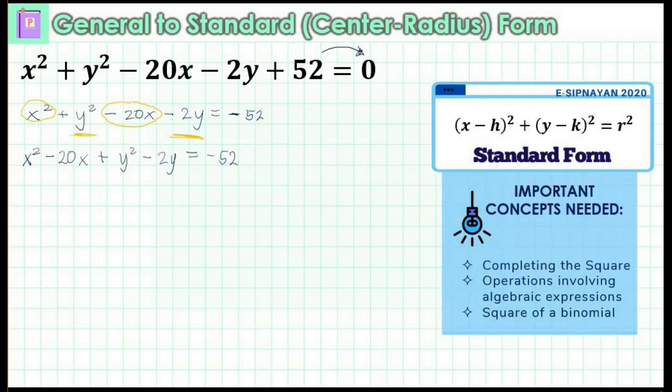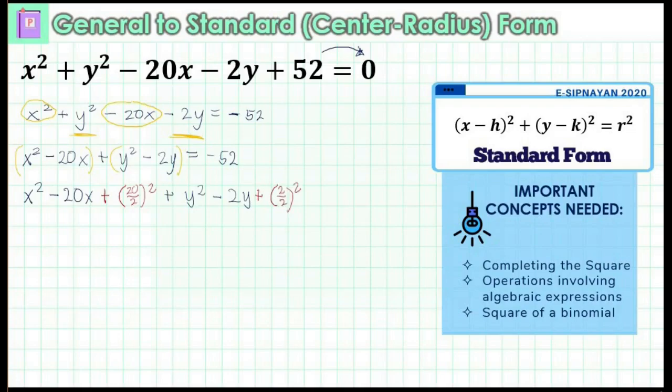Let's now use parentheses to formally group the like terms, or the terms with the same variable rather. That will be the x's and the y's. Moving on, we now proceed to completing the square. So copy x squared minus 20x. We are going now to add plus 20 over 2 squared. Then for the y's, copy the operation, plus y squared minus 2y. And then to complete the square, the term we are going to add would be plus 2 over 2 squared.